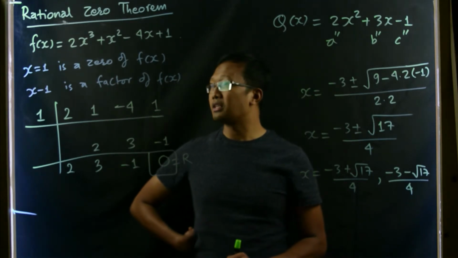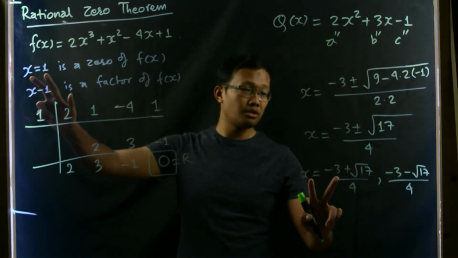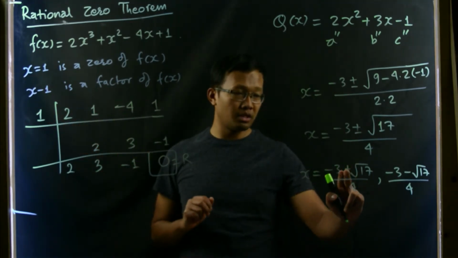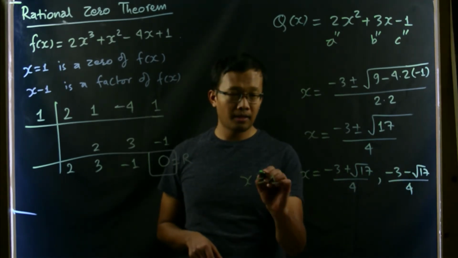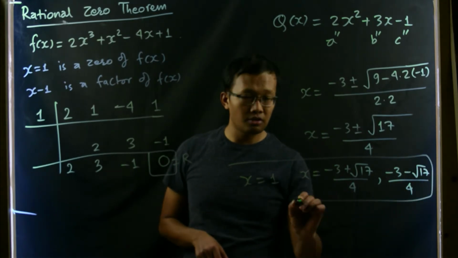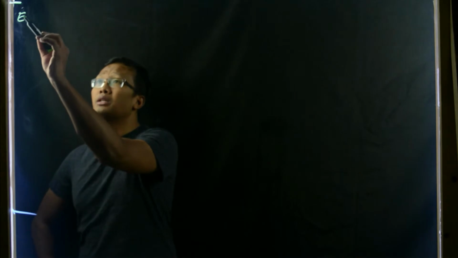So there are 3 zeros: x equals 1, x equals -3 plus root 17 over 4, and x equals -3 minus root 17 over 4. So these 3 are the zeros of this polynomial. Now let's do another example problem.